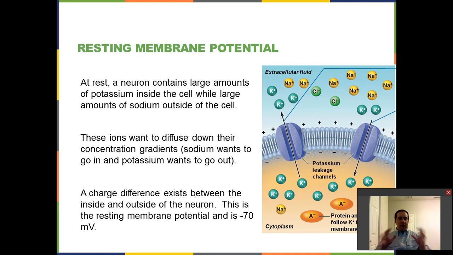So there's several important pieces of information here. At rest, a neuron has a high concentration of sodium on the outside. Sodium is on the outside. Potassium is on the inside. Sodium out, potassium in. And because there are more positives on the outside than on the inside, we get a negative charge on the inside. And that negative charge is negative 70 millivolts.